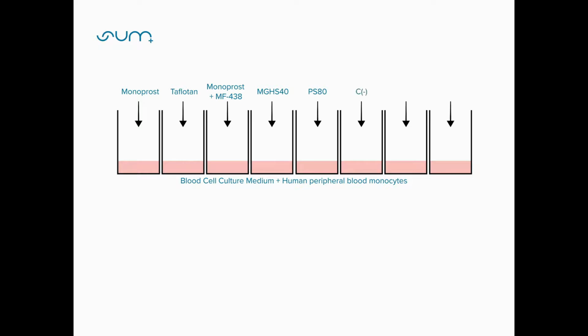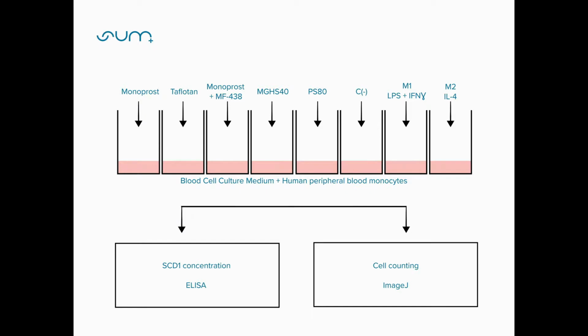For the negative control, monocytes were cultured in basal medium, and for the positive controls, monocytes were stimulated with LPS and interferon gamma towards M1 macrophages, or interleukin-4 towards M2 macrophages. The cells were cultured for 8 days and the medium was changed every 3 days. The concentration of the desaturase in the cell homogenates was determined by ELISA. The cells were counted in ImageJ software.